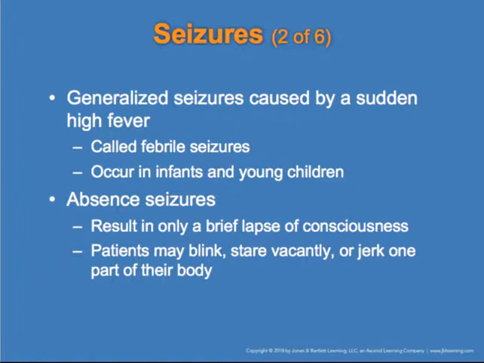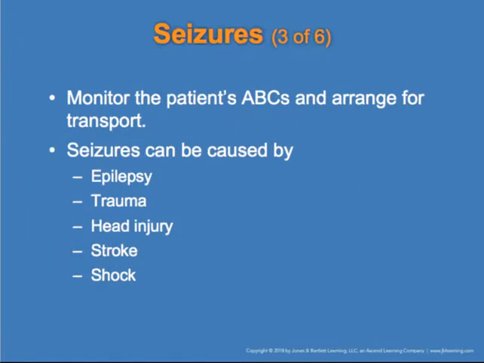They may blink, they may stare vacantly, they may jerk one part of the body, commonly referred to as an absence seizure. So again, generalized seizures caused by sudden high fever occur primarily in infants and children. Absence seizures can occur in anybody, and the primary symptomology is that they may blink, stare vacantly, or jerk one part of the body, but only have a brief lapse in consciousness. With seizures, we're going to monitor the patient's ABCs and arrange for transport.